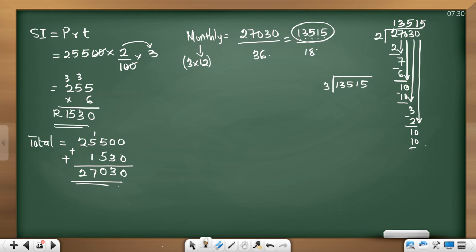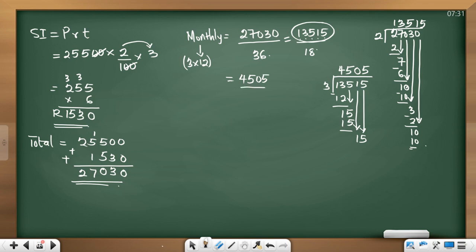How many times will 3 go in 13? 4. That will give me 12. We have a 1. I'm going to drop the 5. We have a 5. 15. I'm going to drop the 1. Can 3 go in 1? No, I'm going to put a 0. All right? And I'm going to drop that. Oh, sweet maths. You got to take your time here.